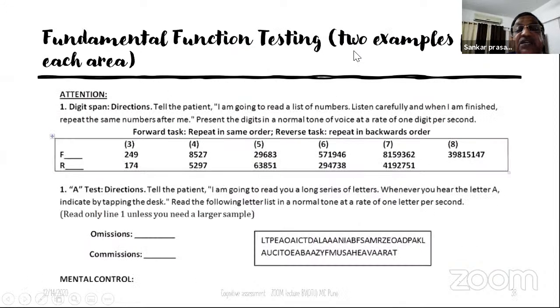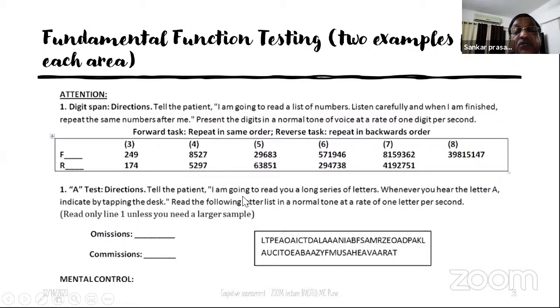So fundamental function testing, 2 examples for each area. You all know how to do digit span. Tell the patient, I am going to read a list of numbers, listen carefully, and when I am finished, repeat the same numbers after me. Present the digits in a normal tone of voice at a rate of 1 digit per second. Forward, repeat in the same order; reverse task, repeat in backwards order. So digits forward and digits backward. These are 3 digits, 4 digits, 5 digits, 6 digits, 7 digits, and usually normal is up to 7 digits.